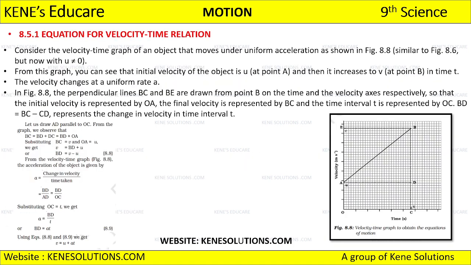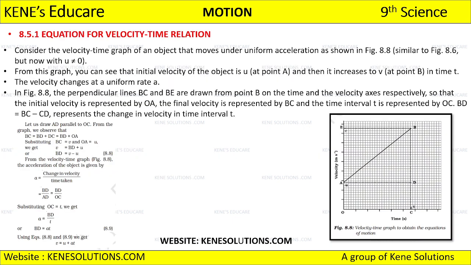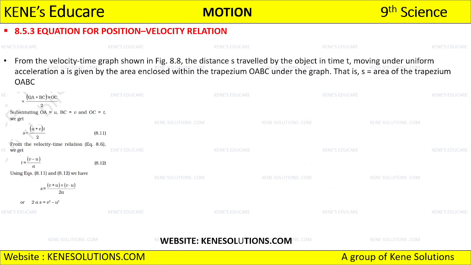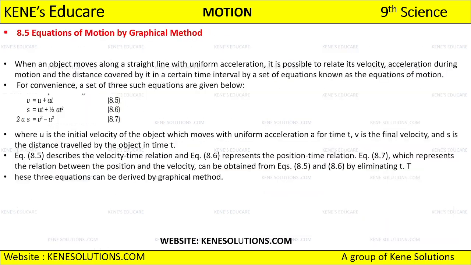After this activity, we have the equations of motion by graphical method. Over here we will be discussing the equation for velocity time relation. Then we have the equation for position time relation, the equation for position velocity relation, then examples. Okay, so let's see how much we can cover today. So, equations of motion by graphical method.